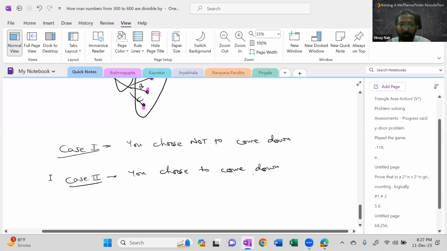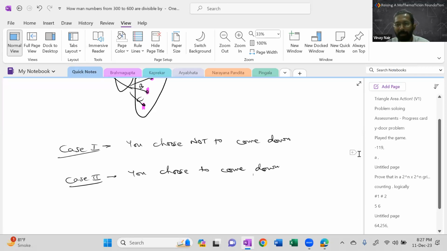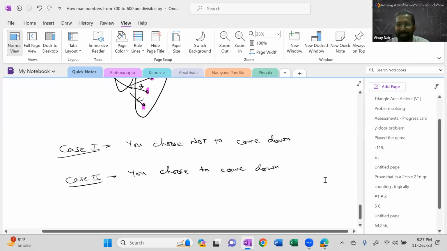Okay. And one of these 2 cases we have already solved. Can somebody tell me which case we have already solved? Case 1. Really? Raga, you have solved case 1? We solved case 1 just now. Oh, how can I have such a short memory? We just solved case 1 now because case 1 is about not coming down one floor.